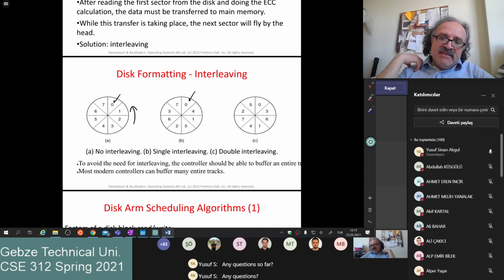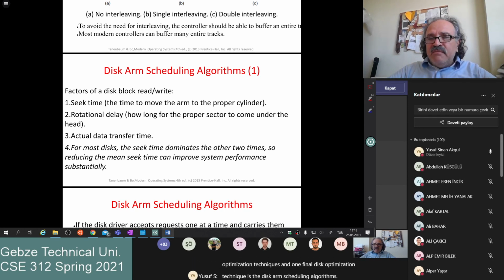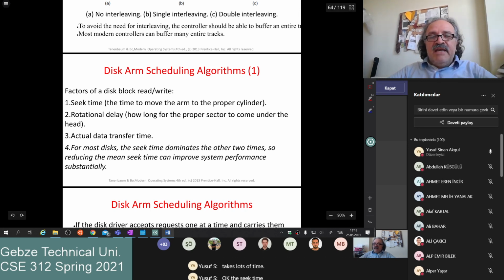Good. Again, we are still talking about disk optimization techniques. One final disk optimization technique is the disk arm scheduling algorithms. As we said before, the problem with the disk is the movement of the disk arm, your head movements. It takes lots of time: the seek time, rotational delay, etc.